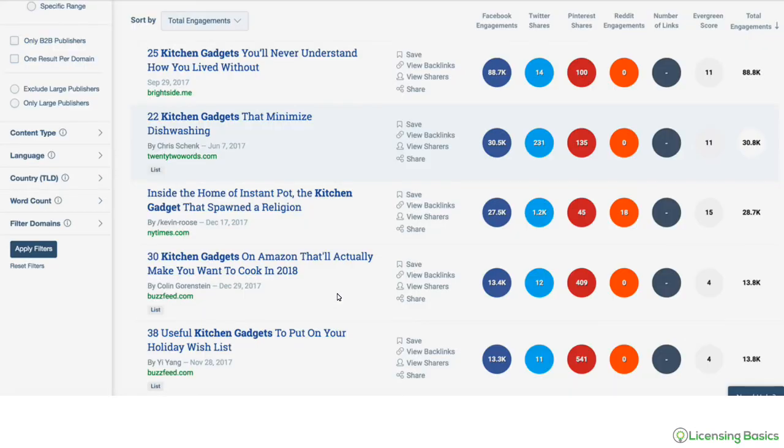So BuzzSumo is a great place. It's a paid service, but you do get a certain amount of free searches per day. So you can use the free version to check out some products.